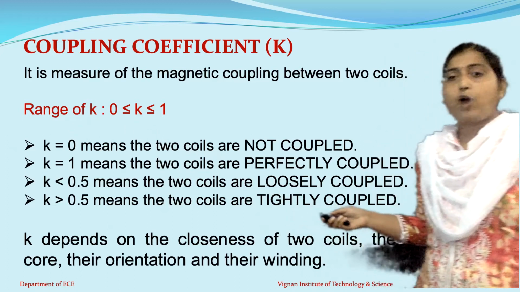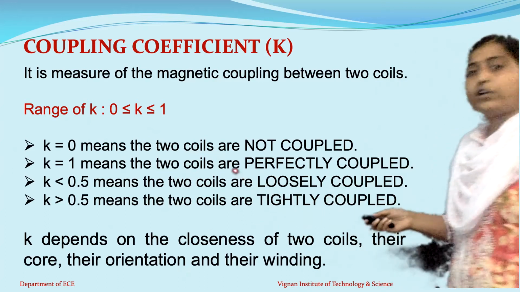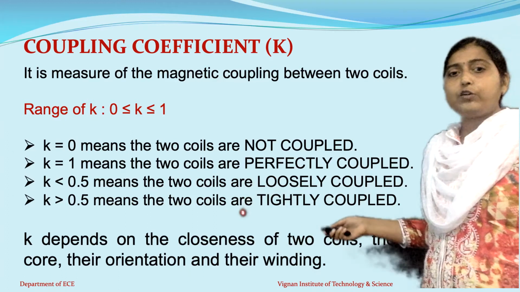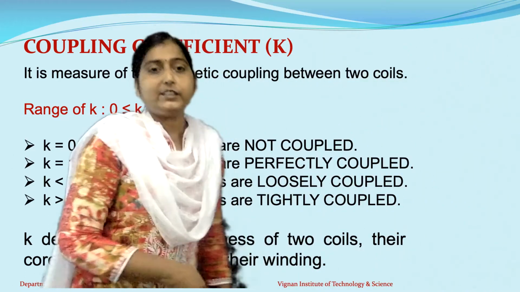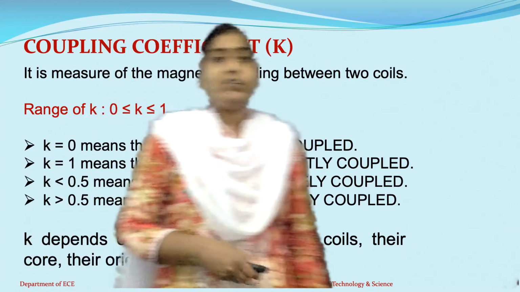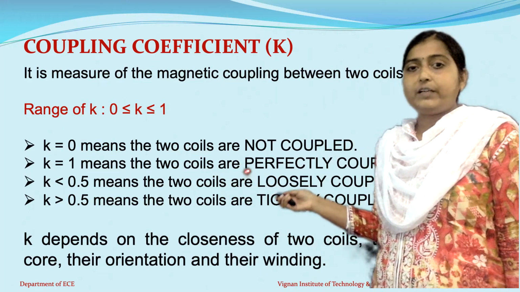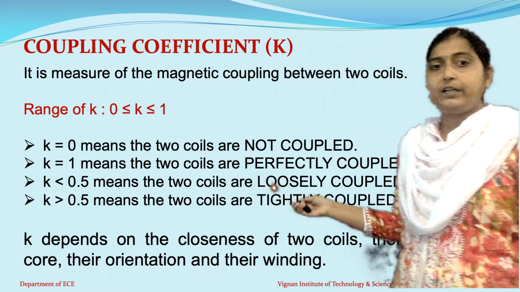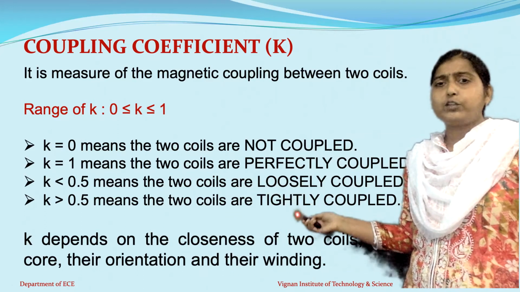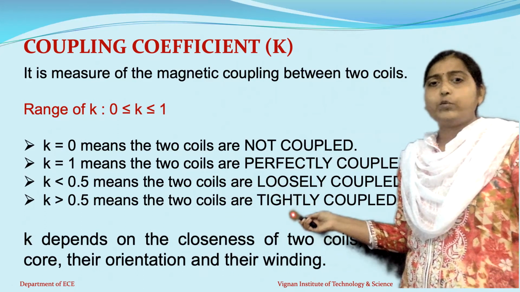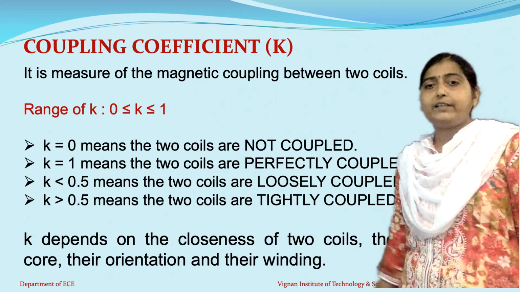Now, what does the K value depend on? K depends on the closeness of the two coils. That is why K equal to 0 means not coupled, 1 means perfectly coupled, less than 0.5 means loosely coupled, and greater than 0.5 means tightly coupled. K depends on the closeness of the two coils, the core, their orientation and their winding. So this is what the coefficient of coupling tells us.